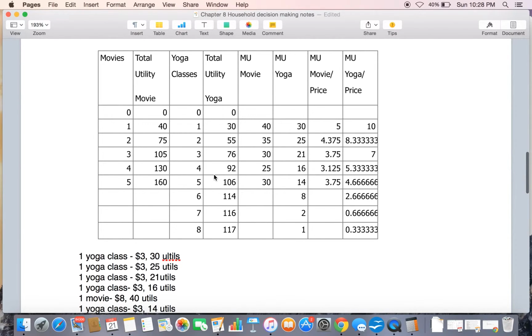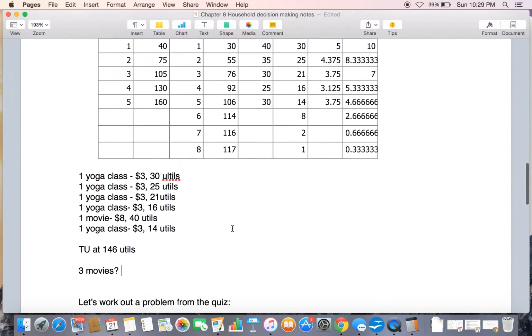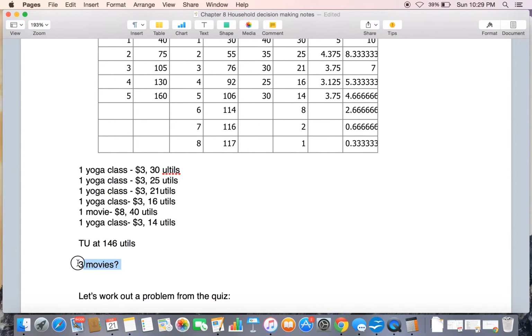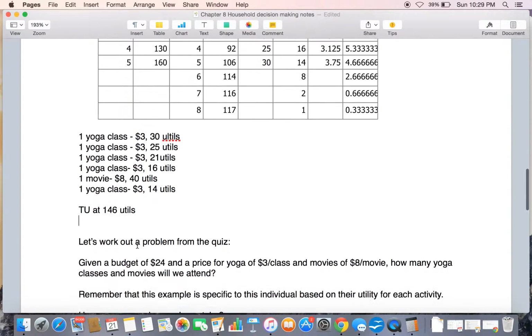What if we spent all of our budget on doing yoga classes? If we spent all of our budget on doing yoga classes, we would have a lot of diminishing marginal utility in this section. We're over 4 or 5 yoga classes a week. We're just super tired and we really don't want to be there, or we're bored, or some other combination of factors. And so if we spent all of our money, $3 times 8 yoga classes, we wouldn't have maximized our total utility. We'd only have 117 total utils. So therefore, we see that total utility is maximized with our budget of $24 at 146 utils.